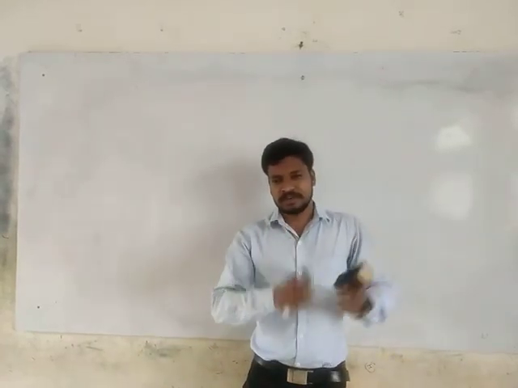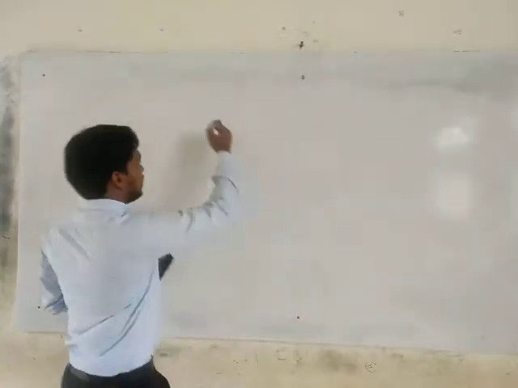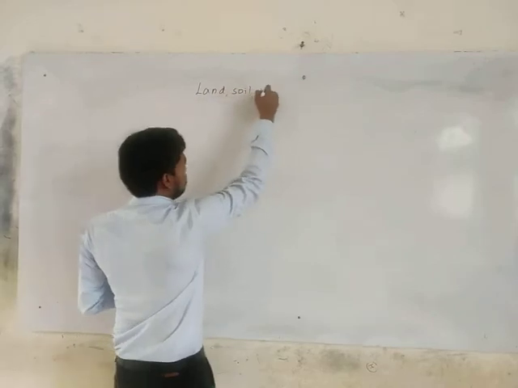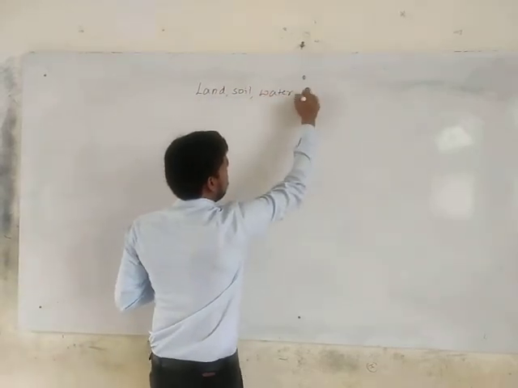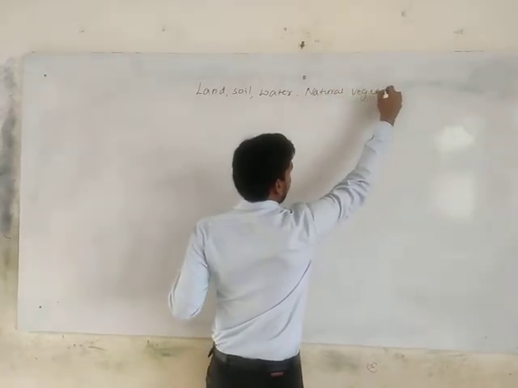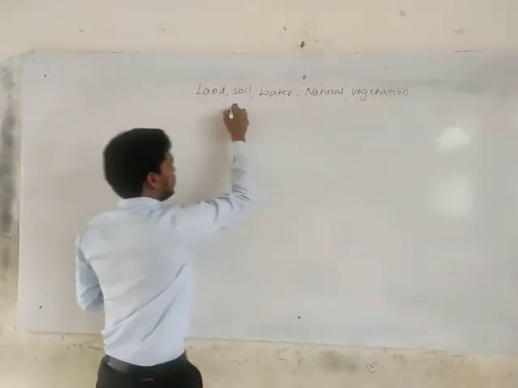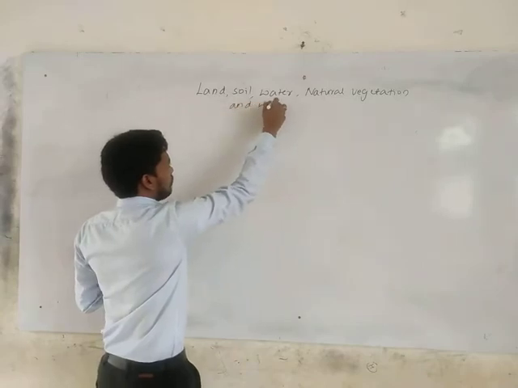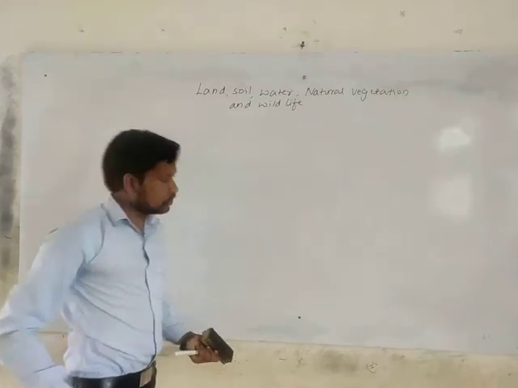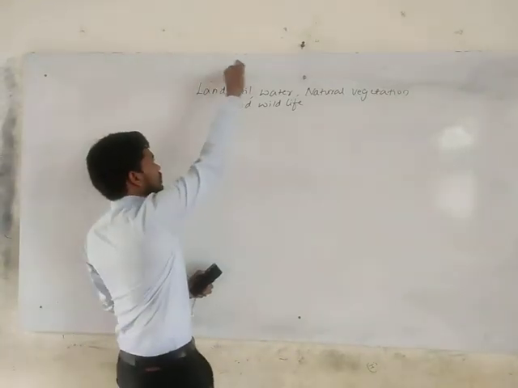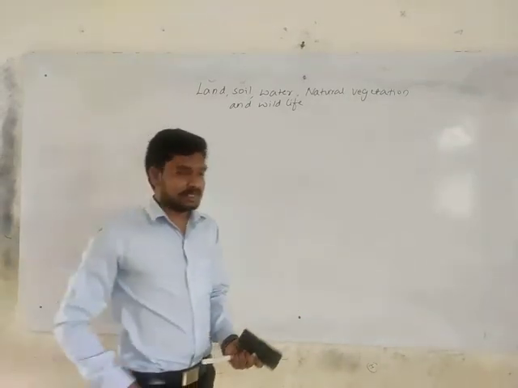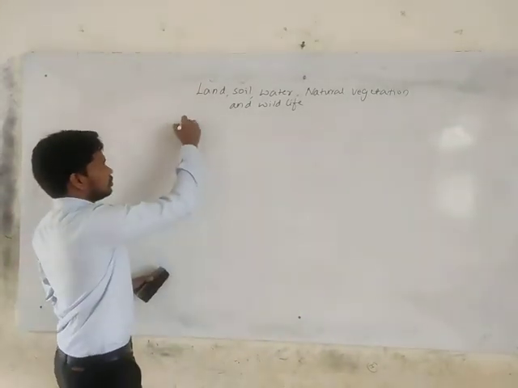So then, what is the name of our chapter? Yes, it is land, soil, water, and natural vegetation, and wildlife. So here we discussed the land, and the soil in the last class. Now, without wasting our time, we will get into the third concept. It's about water.